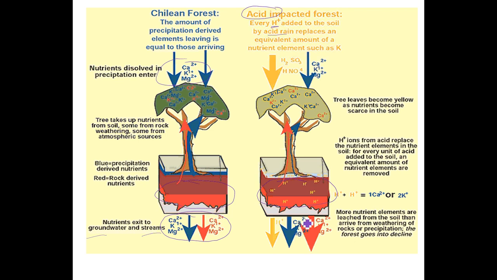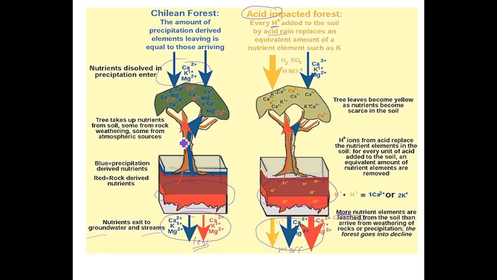So if we take a look at the arrows here, what we see is that many, many more nutrients are being removed from the soil. So that is the leaching that we're talking about. So again, you need to take a look at the size of the arrows. If we don't have acid deposition, we have fewer nutrients that are being lost from the soil. With acid deposition, we have more nutrients that are being lost from the soil.